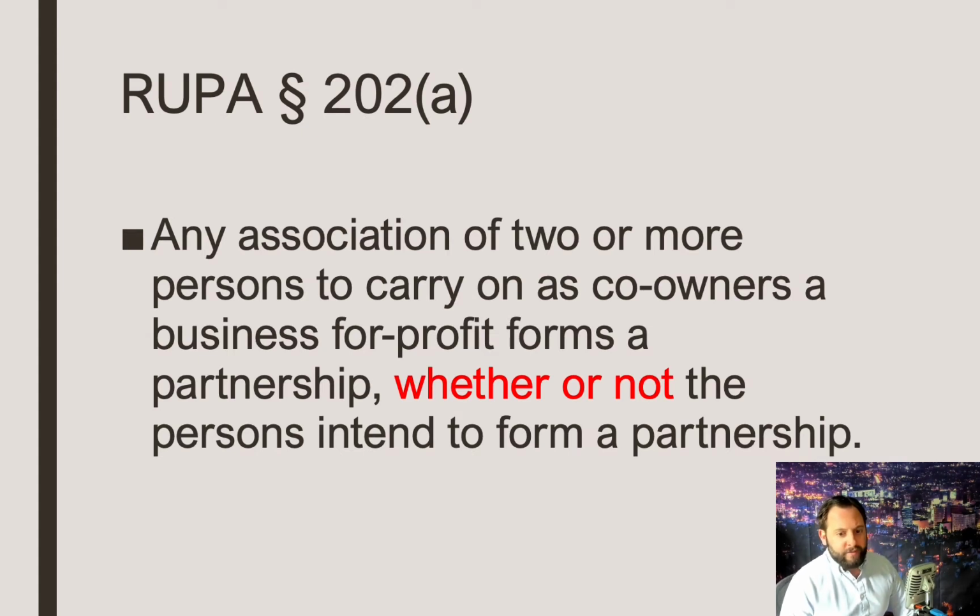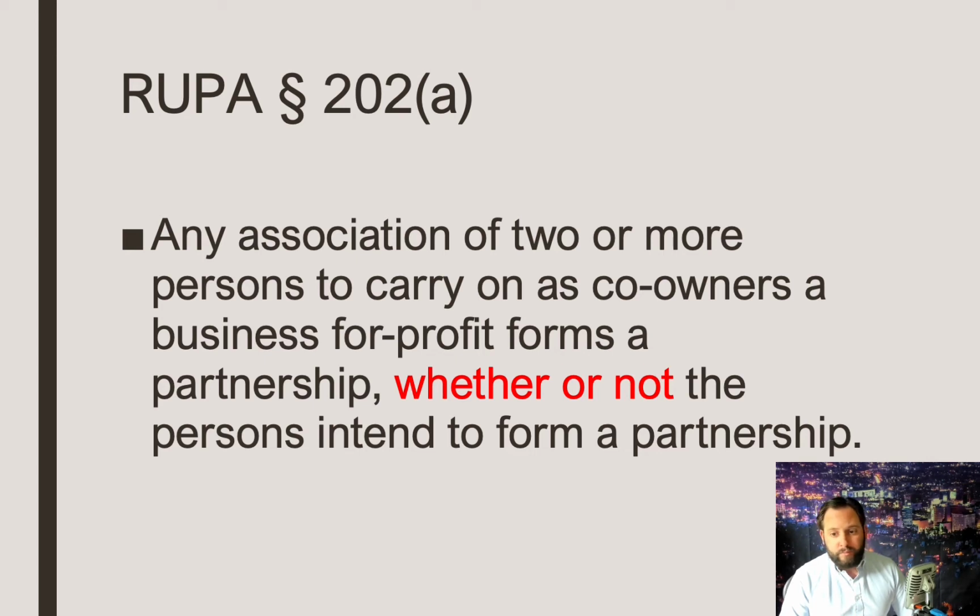I can't emphasize this enough. The big issue with general partnerships is that they're formed inadvertently, whether or not the person intends to form them. Note that simply agreeing among partners to carry on as co-owners of a business for profit is enough to create a partnership. And that means that we can have partnership liability without filing any forms or any intention to.